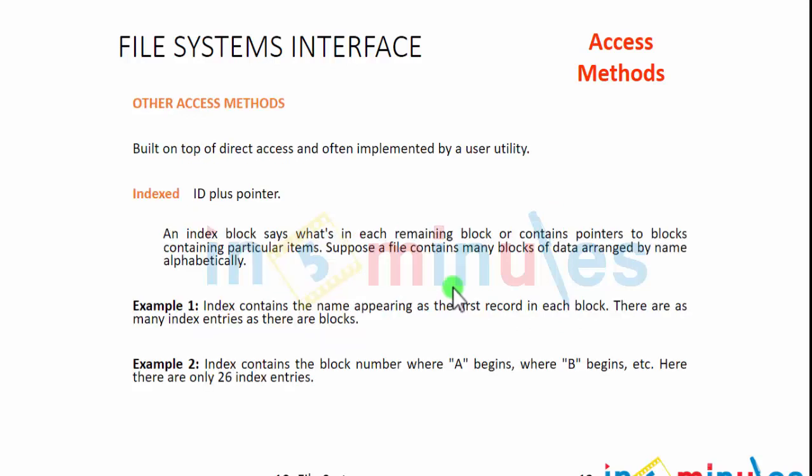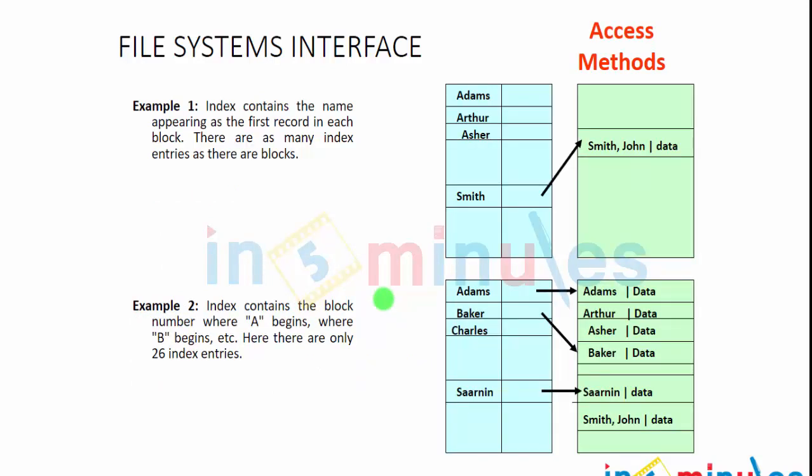The other access method, obviously, is index sequential, where we keep an index which always refers to where exactly the file is starting, and then, following the index, you will be able to go through the entire file. For instance, consider this way. Suppose we are trying to access data of mine. That data has particular information, and who all can access that. For instance, example 1: the index contains the name appearing on the first record in each block. There are many index entries, as these are blocks. Example 2 contains the block number where A begins and B begins, etc.